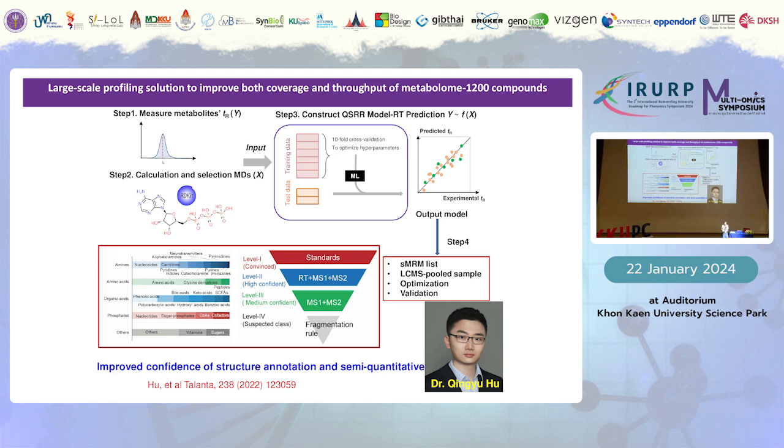In this study, we first use some standards, for example 100, 200 standards. We obtain the retention time and the molecular features of those standards. And then we also use the molecular descriptors to predict the retention time and construct a database. For this study, we basically built up 1,200 compounds in a database. With the retention time prediction, you basically increase the confidence in your annotation of the metabolites.